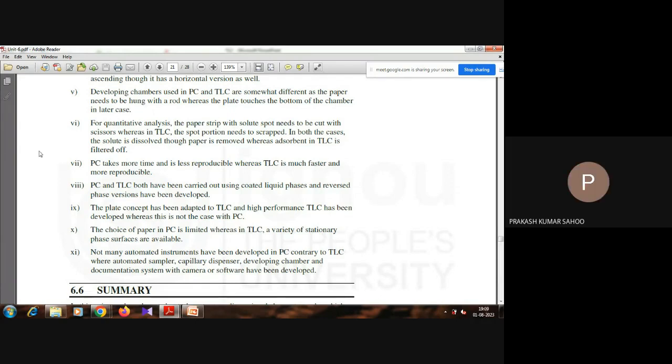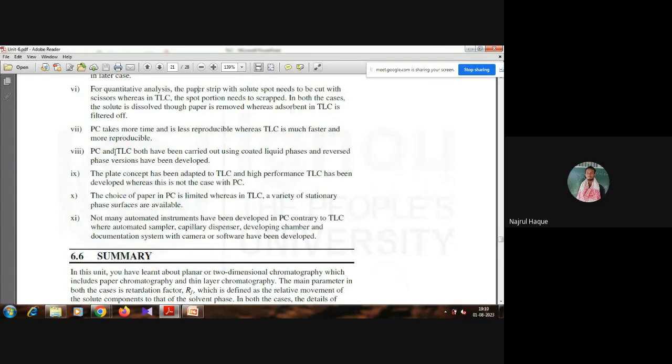In PC, what happens? This spot may be torn off, or cut with scissors. In TLC, the spot is scratched off, and the same TLC plate can be used again. Soluble results of paper are removed, while with the active TLC plate. This takes more time and is less reproducible, whereas TLC is much faster and more reproducible.